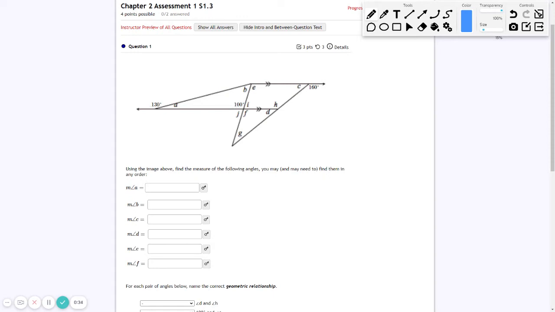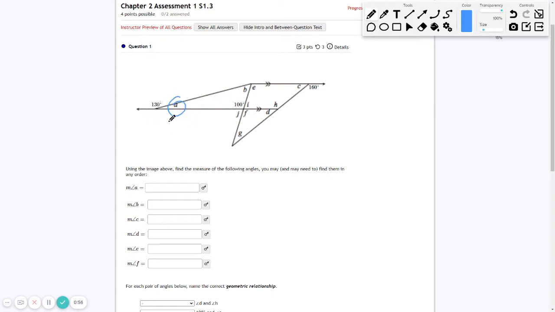So I'll go ahead and start here. I'm going to go in the order that they have here. Using the image above, find the measure of the following angles. You may need to find them in any order. So I'm just going to go ahead and start with angle A. So angle A here.